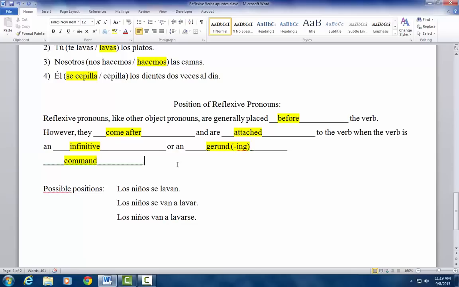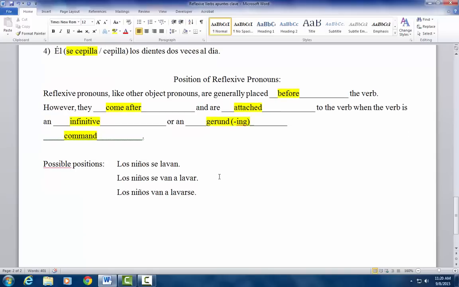So looking at the examples, here's some other possible positions. Se lavan, se van a lavar, or van a lavarse. You can put the se in front of the verb ir, van, or you can put it at the end of the infinitive after the construction ir plus a plus infinitive. The children are going to wash themselves.